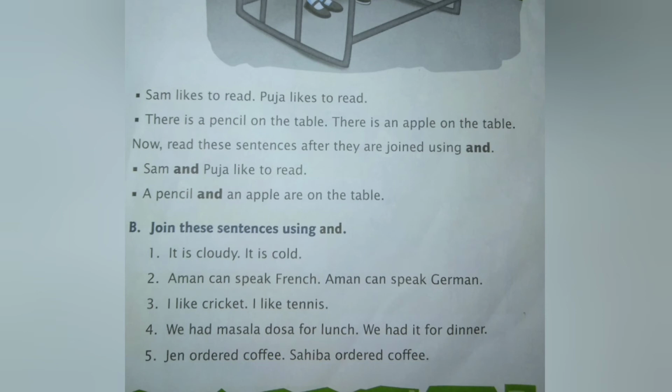I like cricket. I like tennis. They are talking about sport. Cricket, tennis. The common part is about likes. It's talking about the same person. I, in a sense, myself, right? Before that, in that example, it was talking about two people, Sam and Pooja. But now it's all about one person and two games. So, what is common there? I like. So, let's start with that.